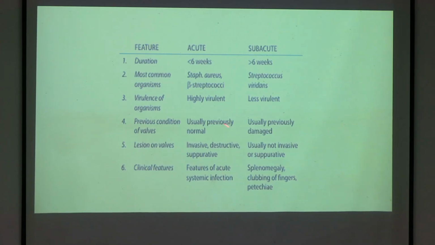Acute will affect the previously normal valves, and subacute will affect the previously damaged valves. Then the lesions on the valves: in acute these are invasive, destructive as well as suppurative, and in subacute these will usually not be invasive or suppurative. Clinical features we will see in the later slides. Okay.